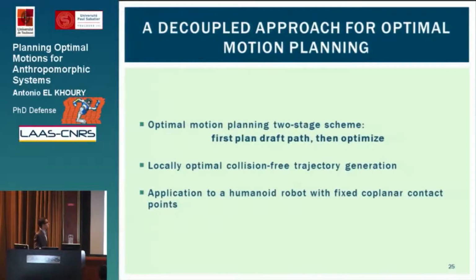So what we propose here is to define a new decoupled approach, where we first plan a draft path using a constrained path planner that I showed earlier, then optimize it using numerical methods for optimal control. This will allow us to generate locally optimal collision-free trajectories. In our case, we applied them to a humanoid robot, which had fixed coplanar contact points. So we consider that the floor is flat, and we have both feet on the floor.